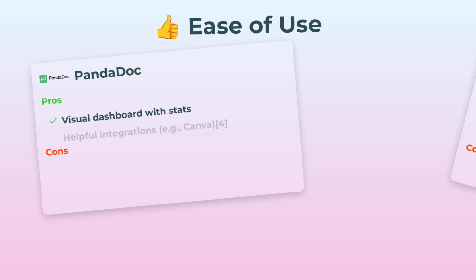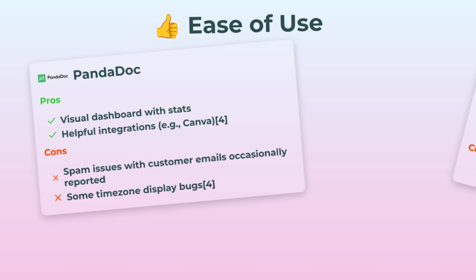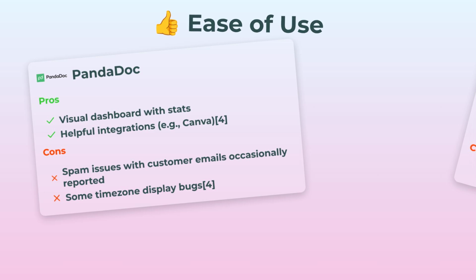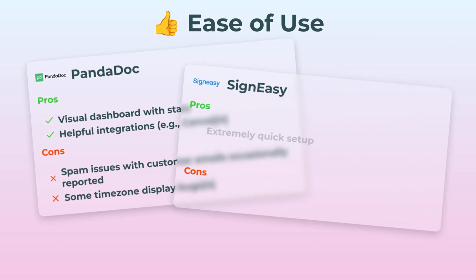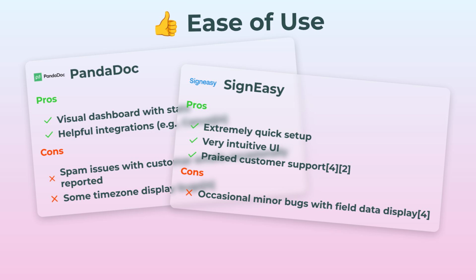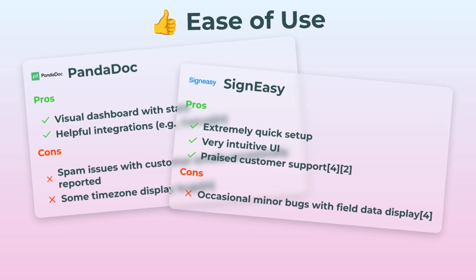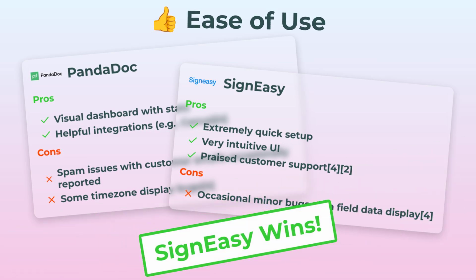Let's roll into ease of use. PandaDoc has a pretty visual dashboard, analytics, and you can even plug it into things like Canva. Pretty cool if that's your jam. But full honesty, some users complain about email spam issues, like your customers sometimes get way too many emails. And there are these weird time zone bugs that pop up, which is just odd. Now, SignEasy. Setup takes literally minutes. The interface is super clean, super intuitive, and their customer support, people rave about it. Sure, there are occasional minor bugs with fields, but nothing that really gets in the way. So SignEasy is the winner here. For most users, it's just easier and more pleasant to use.